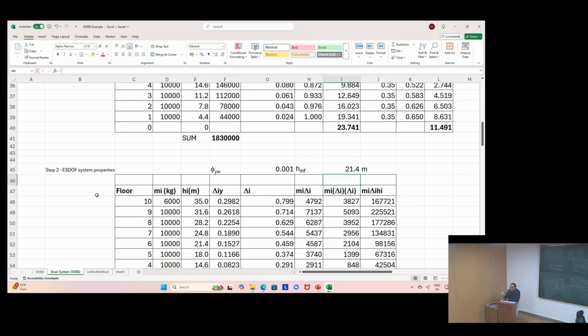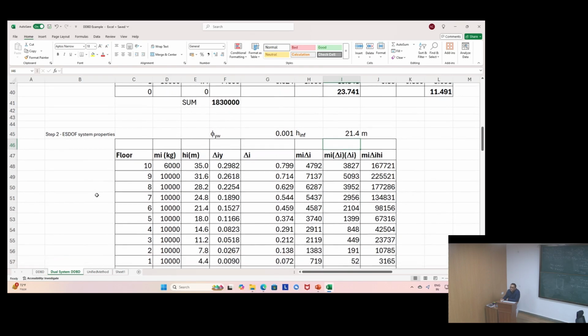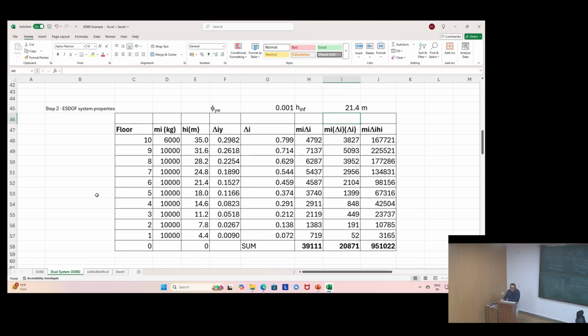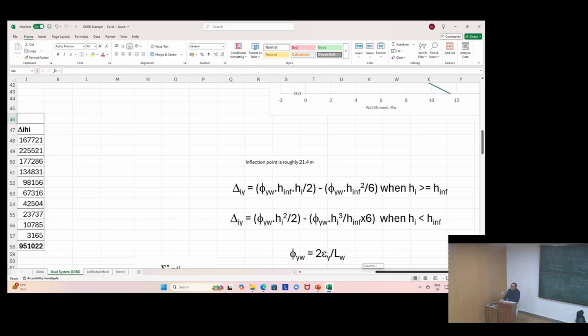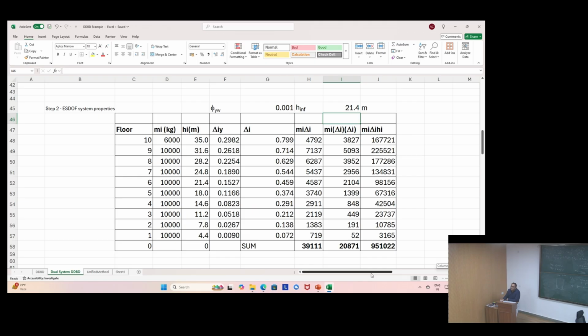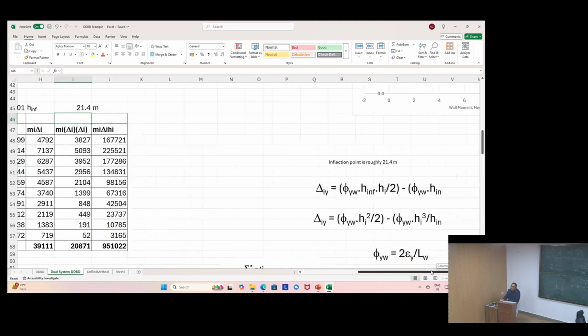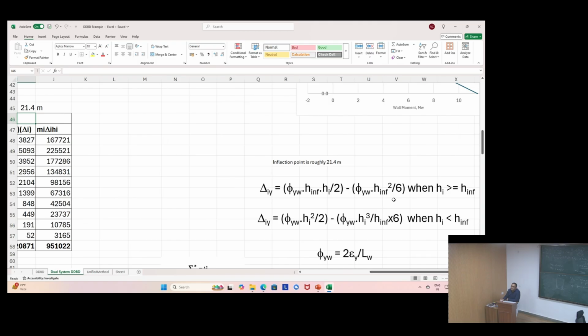Similar table, you can add columns to that if you want, or you can make another table like this, similar to the previous problem that we did in the morning, right? MI, HI, but now delta IY. Where will delta IY come from? From here. And delta I, where will it come from?